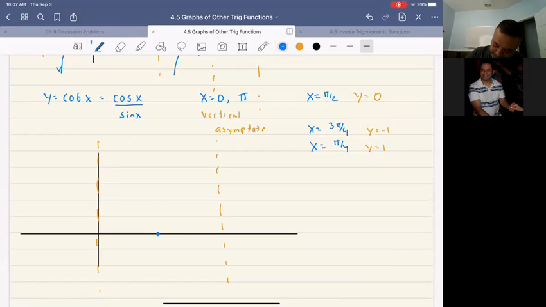So at pi over 4, you're going to get 1. And at 3 pi over 4, you're going to get -1. Okay, so now our graph looks like so.